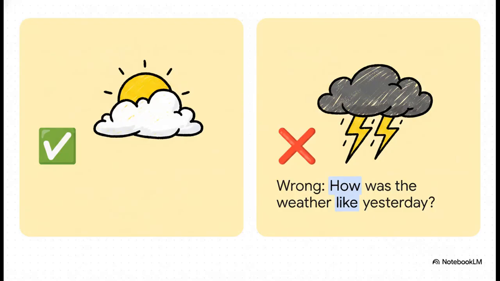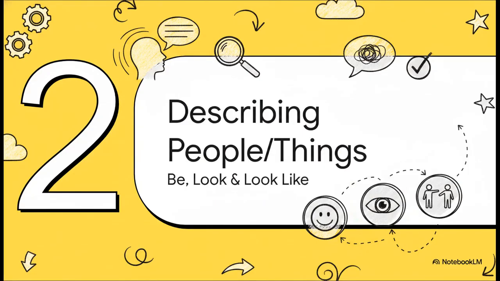All right, let's look at getting descriptions. There is a massive trap here. Asking, what was the weather like yesterday, is perfectly correct. But saying, how was the weather like yesterday, is entirely wrong. The rule is super strict on this. The second you use the word like to ask for a description, you can never ever use how. It legally has to be what. You can totally say, how was the weather, but if you drop like at the end, it has to start with a what.